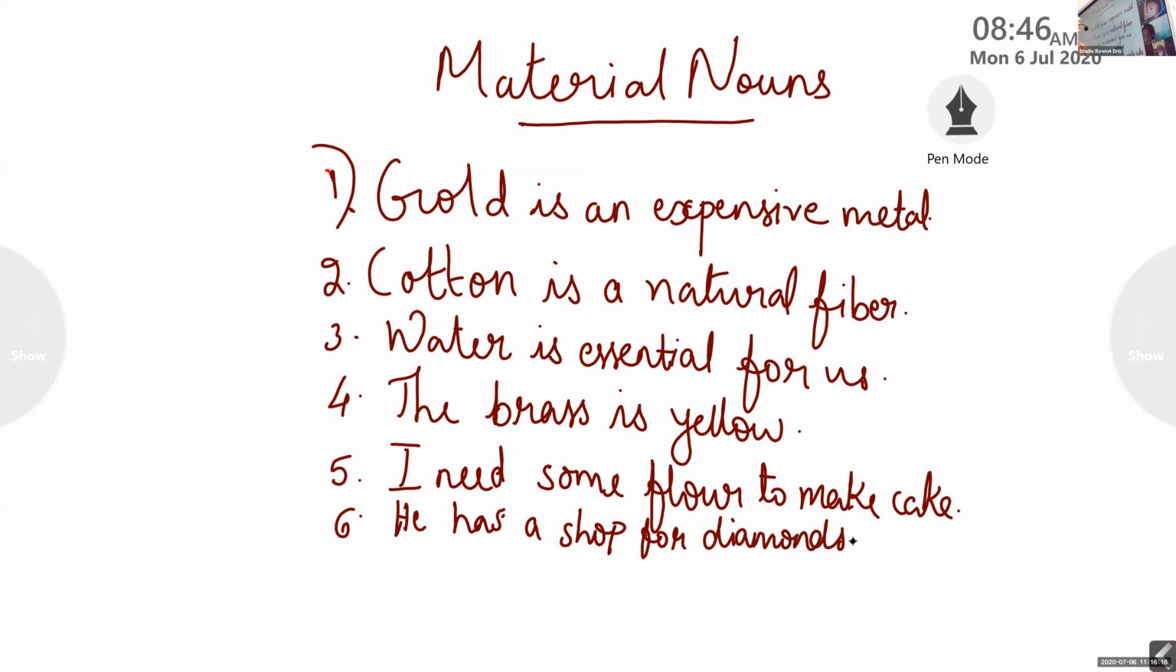Okay. I've written six questions. You have to find the material nouns in them. Hope you started writing. How many of you finished? Quickly, you write. I just want you to write only the answers. So quickly you can do. Anne Maria has finished. Quickly, make it fast. Two minutes. Eva finished. Prajwal, have you finished? Yes.